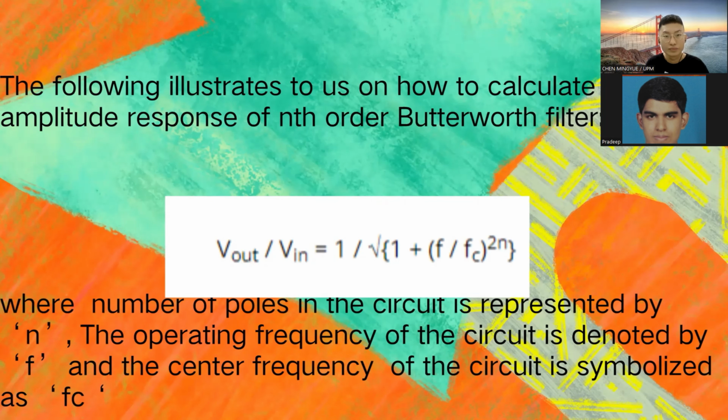The following formula illustrates to us how to calculate the amplitude response of the nth order Butterworth filter. As you can see here, the formula is Vout over Vin equals 1 over the square root of, in brackets, 1 plus, in brackets, F over FC, to the power of 2n. The number of poles in the circuit is represented by n. The operating frequency of the circuit is denoted by F, and the cutoff frequency of the circuit is symbolized by FC.